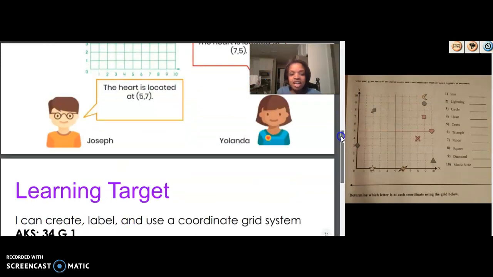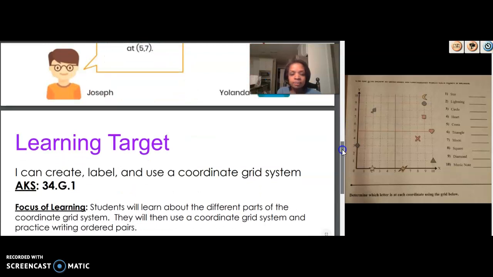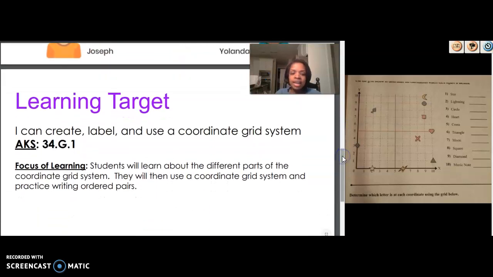All right, so here's our learning target. It says, I can create, label, and use a coordinate grid system. Students will learn about the different parts of the coordinate grid system. They will then use a coordinate grid system and practice writing ordered pairs.